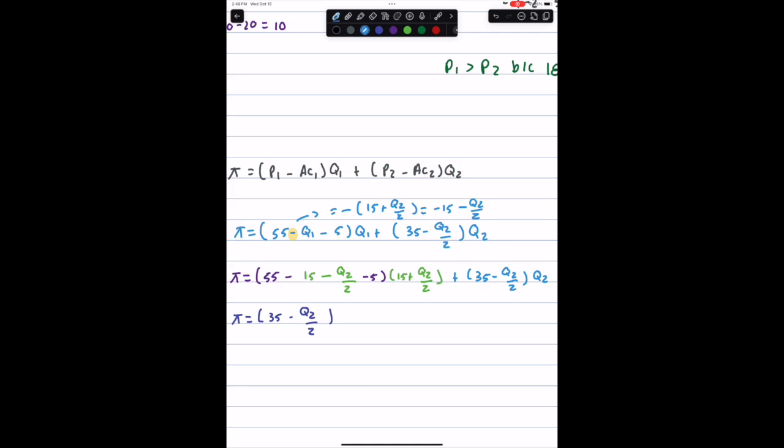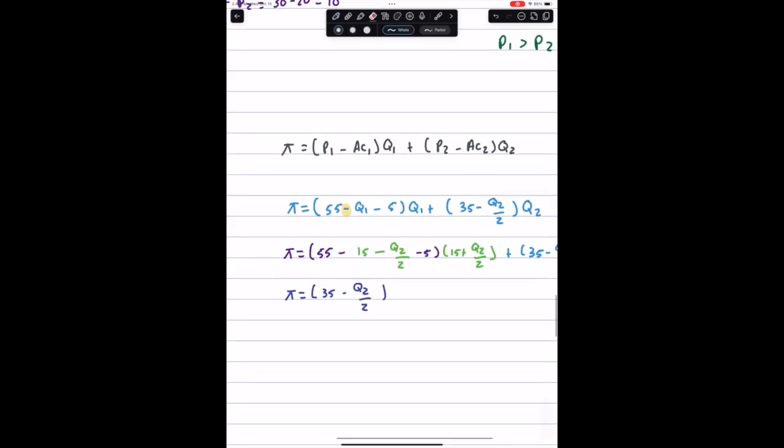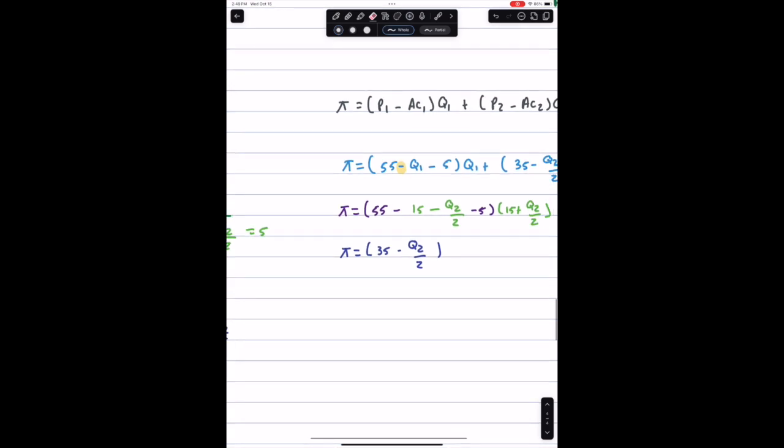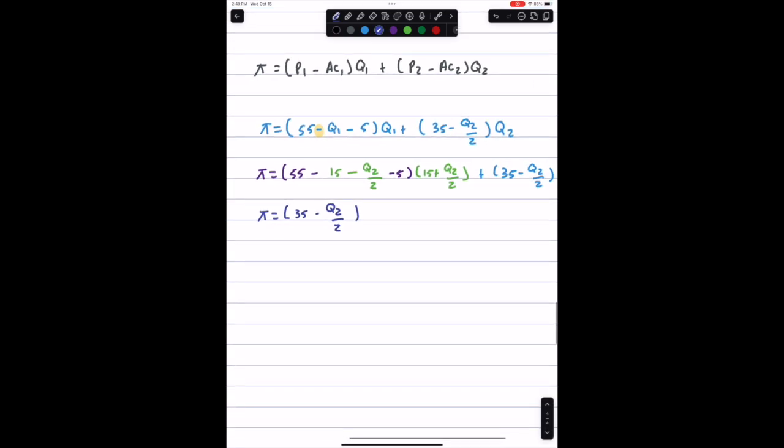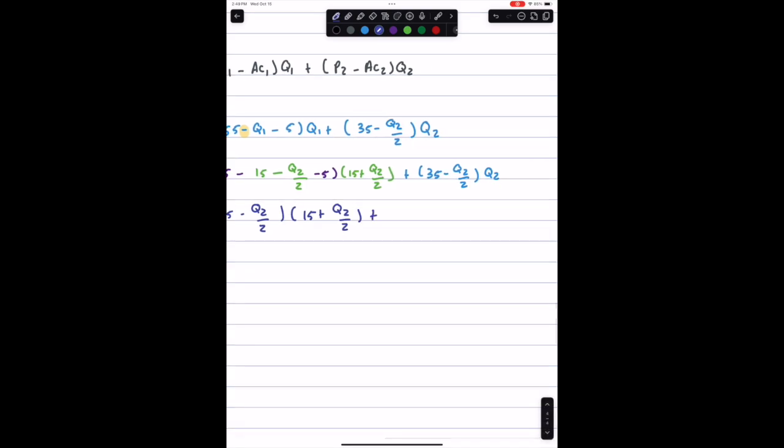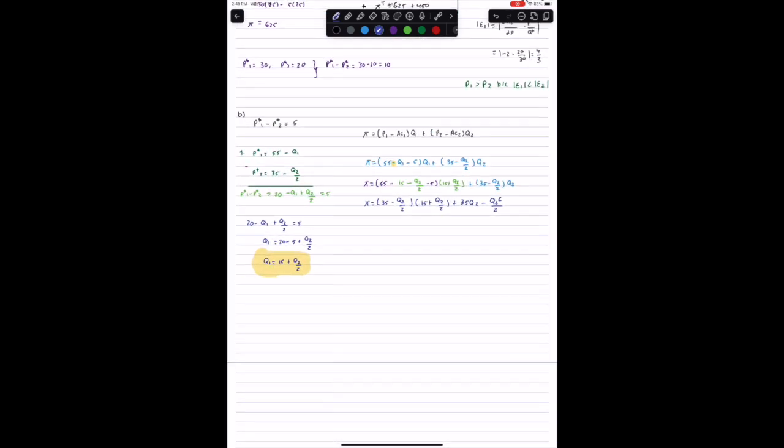So basically, this is a minus over here. Let me point to it. This is a minus over here, and we're left with 35 minus Q2 over 2 times 15 plus Q2 over 2. Plus, we can simplify this: 35 Q2 minus Q2 squared over 2. Perfect.